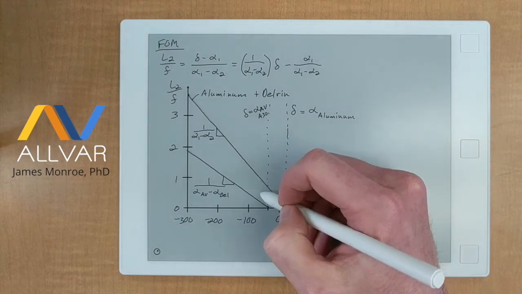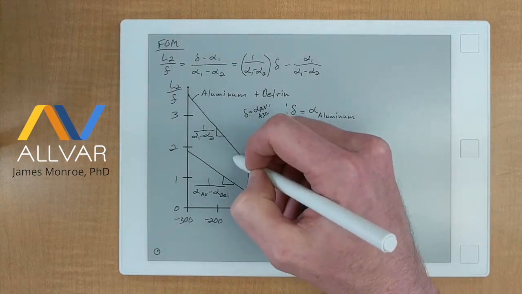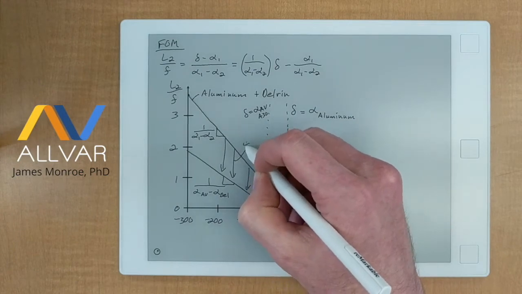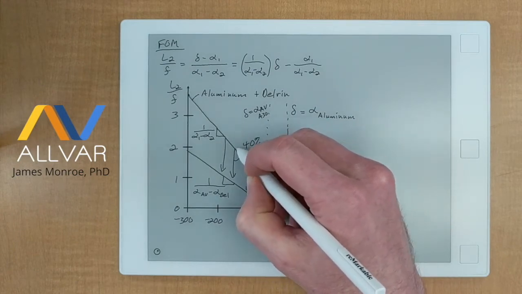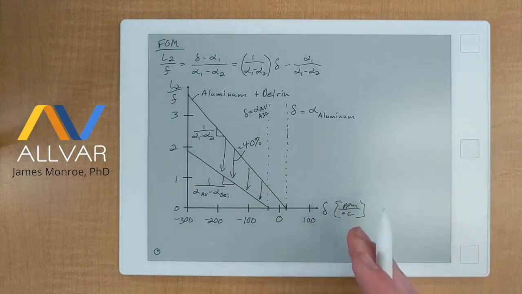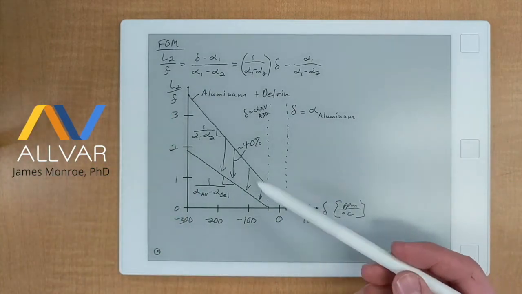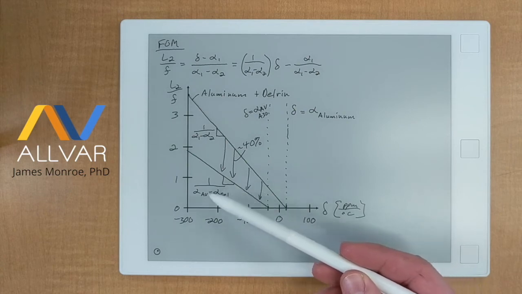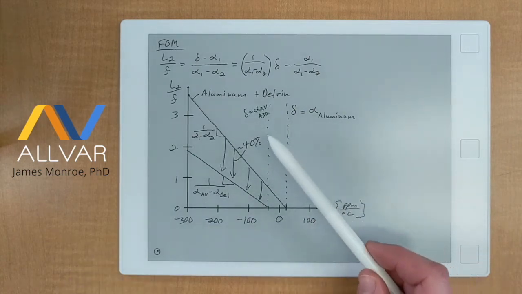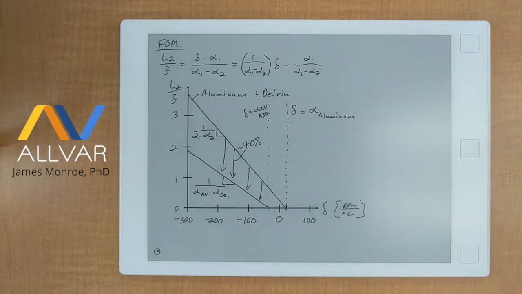And if you look at the savings or the reduction, overall it's approximately 40%. So there's about a 40% reduction in the overall length of that total athermal housing when you compare aluminum to ALLVAR for the outer housing while keeping Delrin the same for the inner housing.